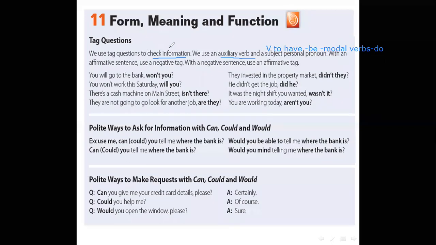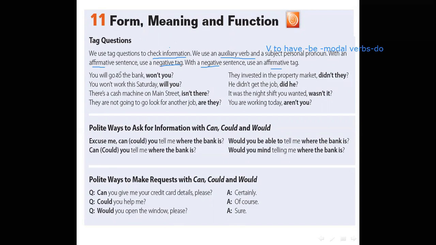Pay attention. With an affirmative sentence, use a negative tag. With a negative sentence, use an affirmative tag. Let's discuss the first example. You will go to the bank, won't you? This is a tag question. A tag question comes after a sentence to make sure or to check information.